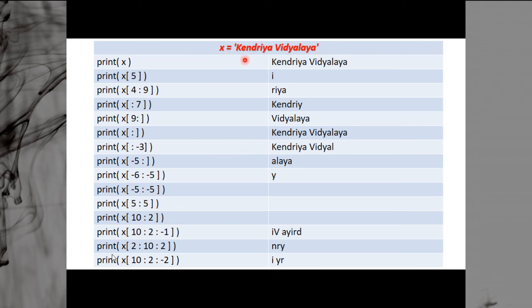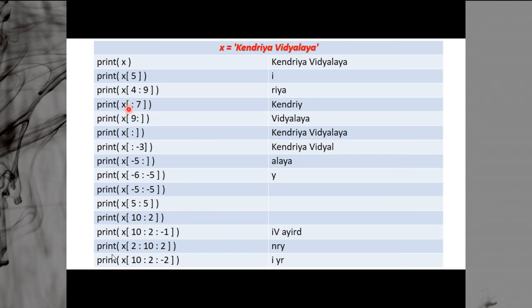Say x is equal to Kendriya Vidyalaya. Suppose x is the string Kendriya Vidyalaya. If I say print x, that is the entire Kendriya Vidyalaya. If I say x5, it means the 6th character. 0, 1, 2, 3, 4, 5, 6th, that is I. So the output is I. x4 colon 9 means from the 5th character to the 9th character, not including 9. You can start with 0, 1, 2, 3, 4. 4 is your R. So 4, 5, 6, 7, 8 and 9th is your V. So the answer is RIYA space.